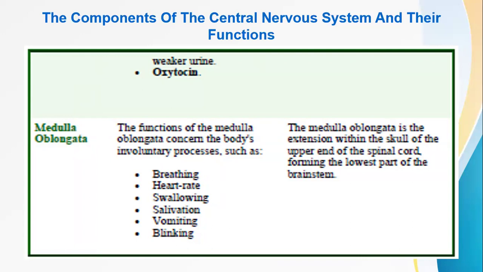In terms of the structure, the medulla oblongata is the extension within the skull of the upper end of the spinal cord, forming the lowest part of the brain stem. So that's the structure or location and how it looks within the brain.